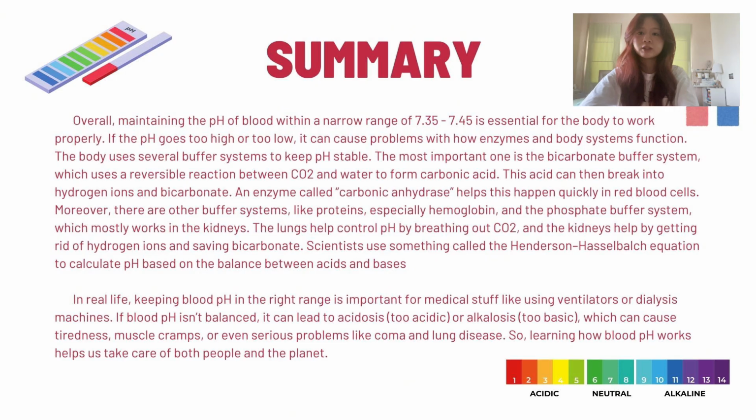So in conclusion, maintaining blood pH is a vital function that depends on chemistry, especially buffer systems like bicarbonate, protein, and phosphate buffer. The lung and kidney also play a big role in regulation. Problems like acidosis and alkalosis can harm the brain, muscle, and heart, but understanding the chemistry of it can help doctors, scientists, and environmentalists protect life.